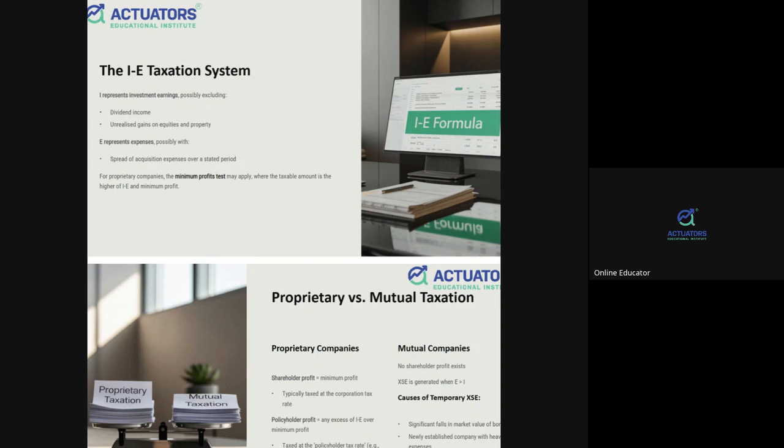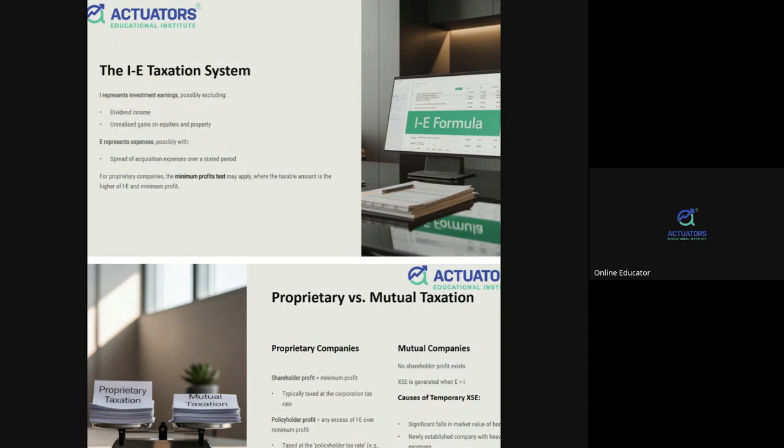Now, one thing to understand here is not all businesses will get taxed on an I minus E basis. Some will have a trading profit basis. Some will have an I minus E basis. Which company will get taxed on what basis? That we'll talk about in the next chapter. But the point is, this minimum profits test gets applied on proprietary companies who are taxed under an I minus E basis. Okay. Now, what does this mean?